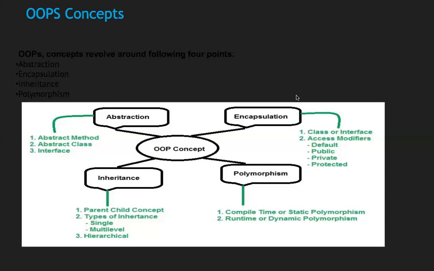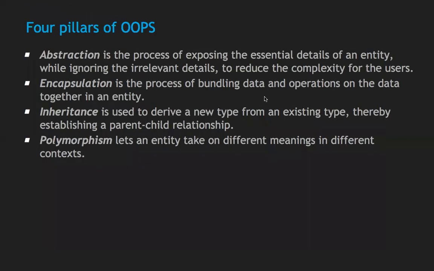Okay, so let's see them one by one. Here are the four pillars. Let's see a one-liner of abstraction. Abstraction is a process of exposing the essential details of an entity while ignoring the irrelevant details to reduce the complexity for the users. Generally, we don't want to complicate ourselves.